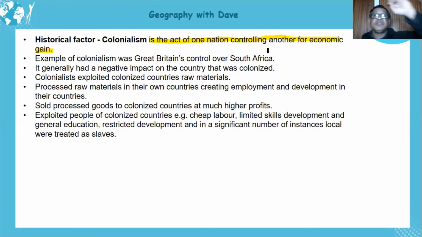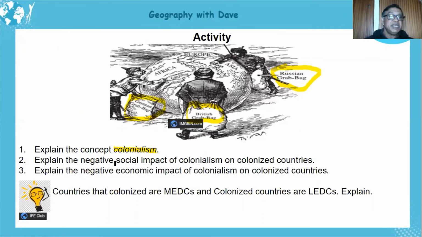You put it in one or two things. If one country is controlling another country for economic gain, it still says nation or country, so we can change the words a bit. It's fine, as long as you bring out the important things: control of one country over another, and the other one is economic gain, which is so important. Now, let's go to the next one. Explain the negative impact of colonialism on colonized countries. Now, I missed an important word.